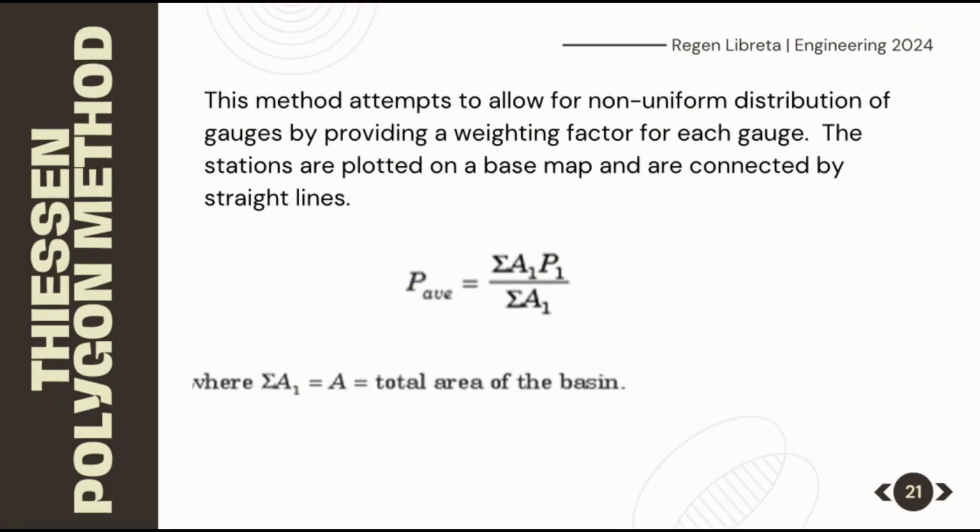In the Thiessen polygon method, this method attempts to allow for non-uniform distribution of rain gauges by providing a weighting factor for each gauge. The stations are plotted on the base map and are connected by straight lines. So the formula is the P average, where the summation of A1 is the total area of the basin. We'll be multiplying by our P1.